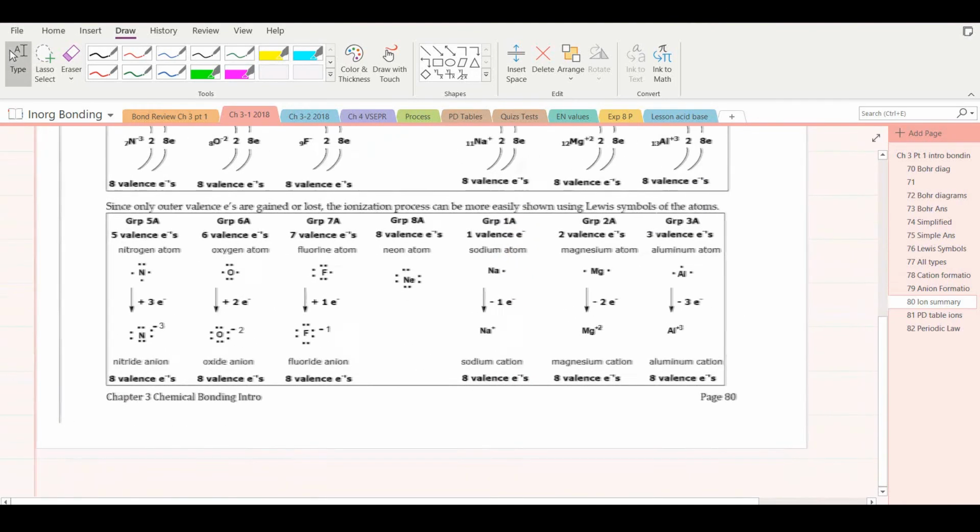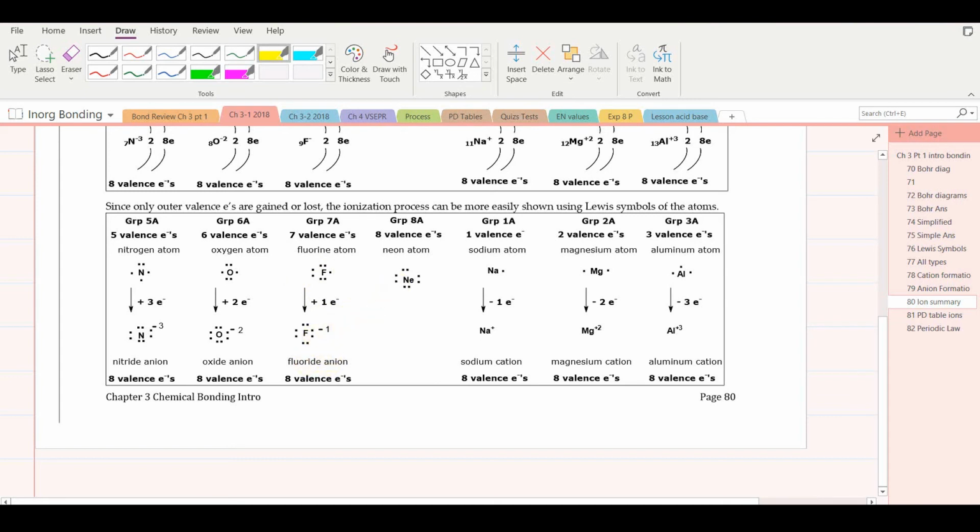Now, one thing you should note here, for Lewis symbols, we have nitrogen with 5 dots becomes nitride with 8 dots, which is isoelectronic with neon, which is 8 dots in the valence shell. Oxygen with 6 dots gains 2 dots to become oxide, isoelectronic with neon. Fluorine with 7 dots gains a dot, charge of -1, fluoride anion, isoelectronic with neon.